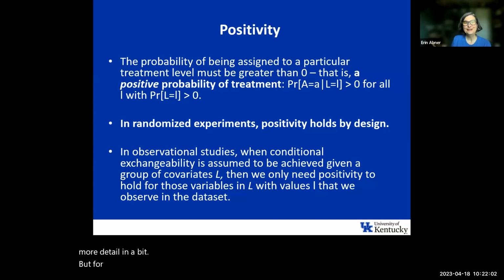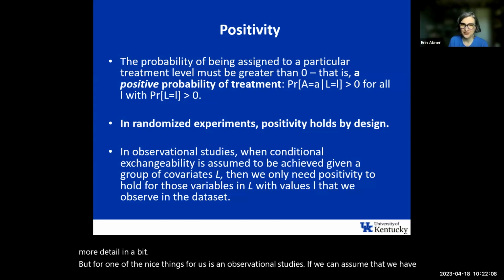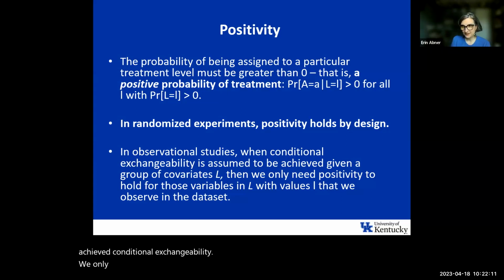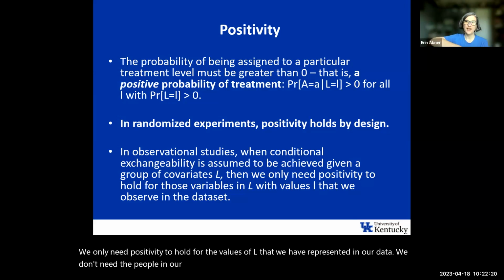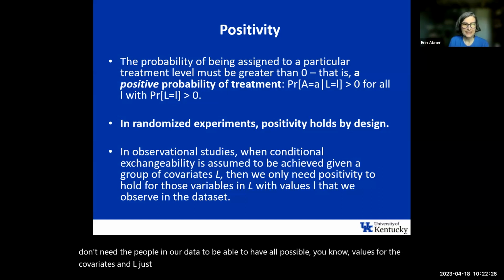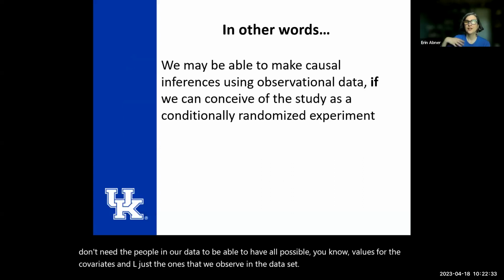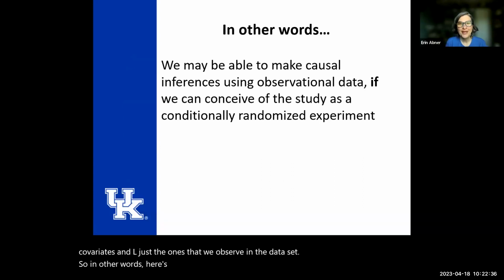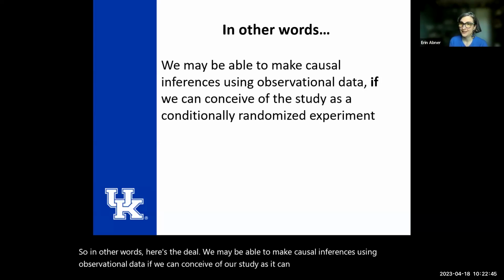But one of the nice things for us is in observational studies, if we can assume that we have achieved conditional exchangeability, we only need positivity to hold for the values of L that we have represented in our data. We don't need the people in our data to be able to have all possible values for the covariates in L, just the ones that we observe in the data set. So in other words, here's the deal. We may be able to make causal inferences using observational data if we can conceive of our study as a conditionally randomized experiment.